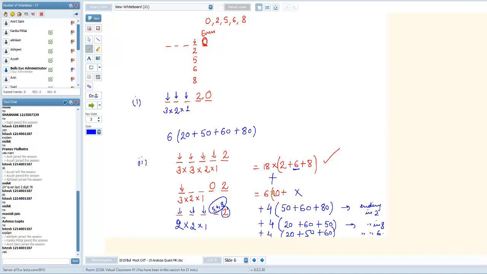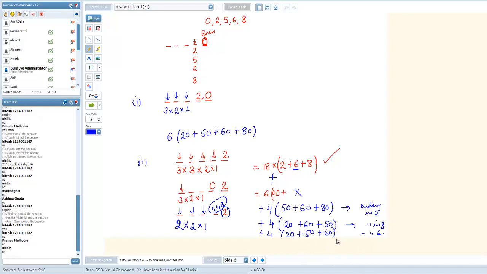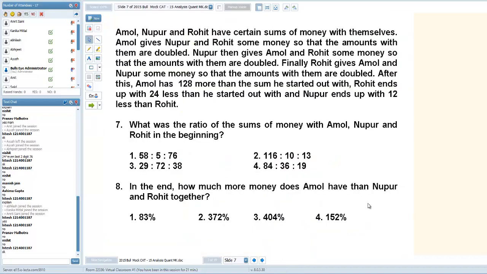Any problem in this? It was a calculative sum. Any problem? Is it okay? You should avoid these kinds of questions because they are time-consuming. Now the next thing, a very easy set. You could go by options. Any problem in this?